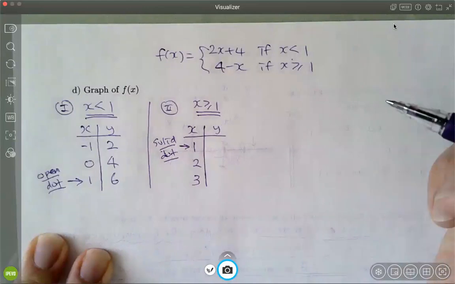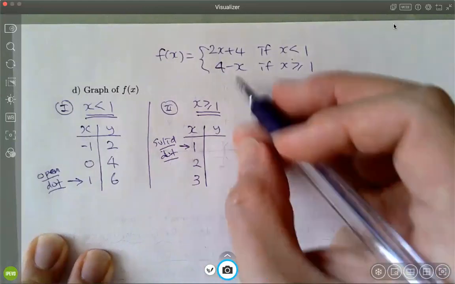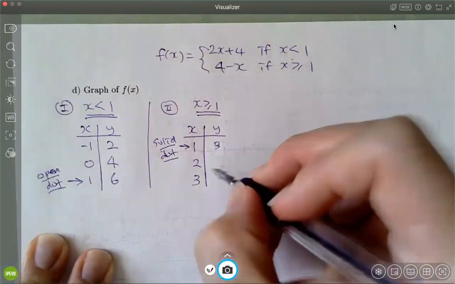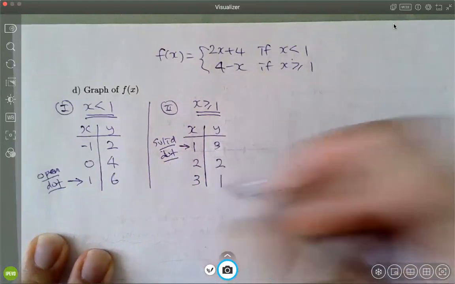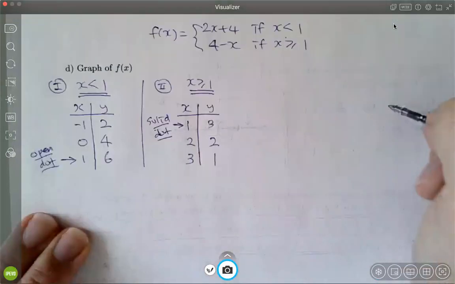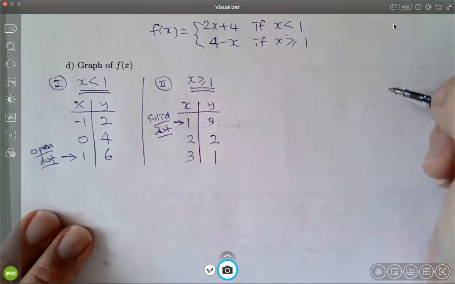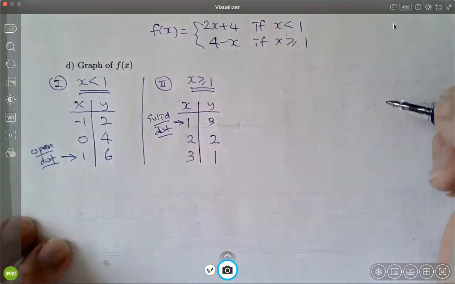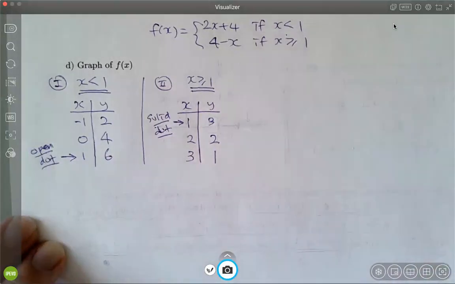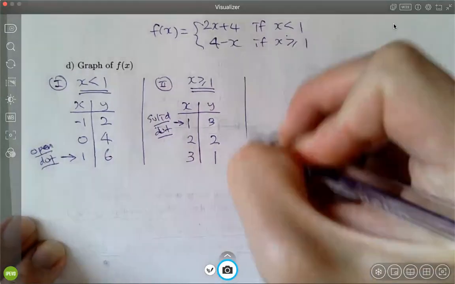Now, when x is equal to 1, what is y? 3, right? And when x is 2, y is 2, and when x is 3, y is equal to 1, right? Okay, so this time we got how many points? 6 points, right? Do you see that? Each row corresponds to a point, right? Okay, so let's plot them.